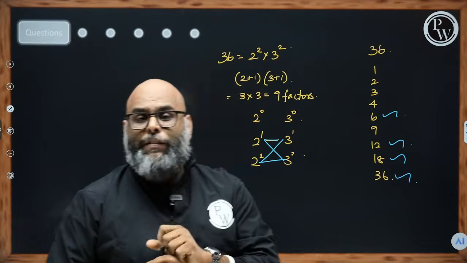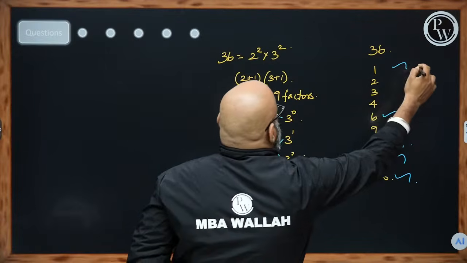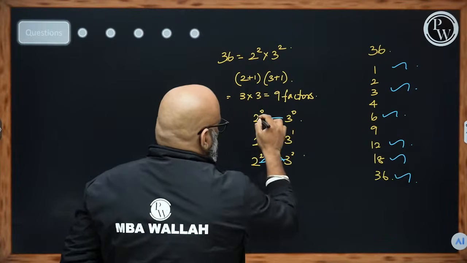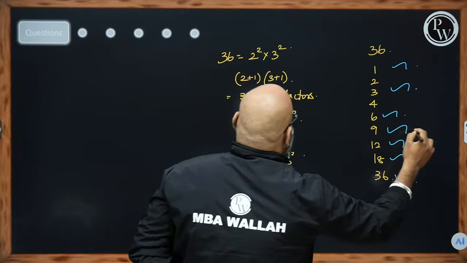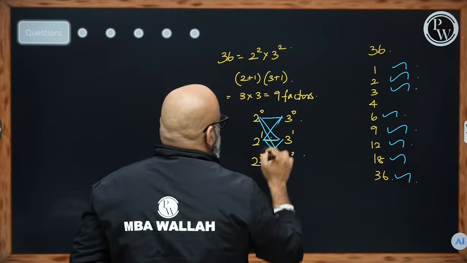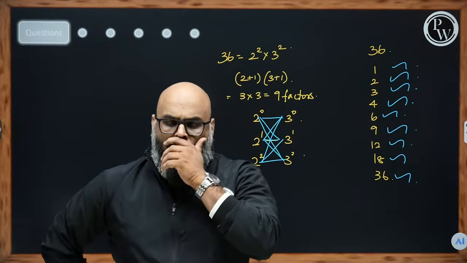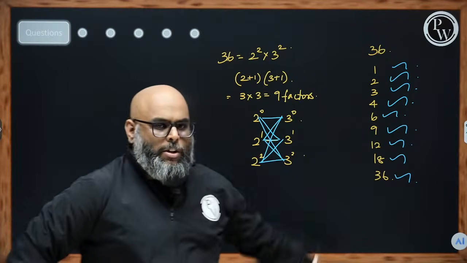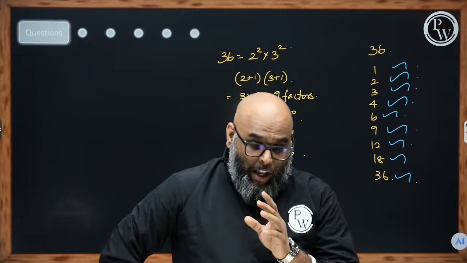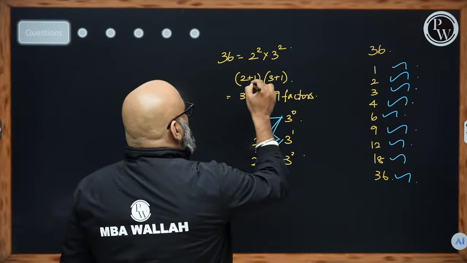Now let's see if all the factors are being brought out. 2 power 0 into 3 power 0, 1. 2 power 0 into 3 power 1, 3. 2 power 0 into 3 square, 9. 3 power 0 into 2 power 1, 2. 3 power 0 into 2 square, 4. Did we carve out all the factors now? Yes. And how did we do that? By including one additional power of 2 and one additional power of 3. That is the plus 1.